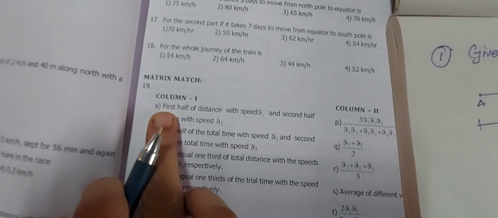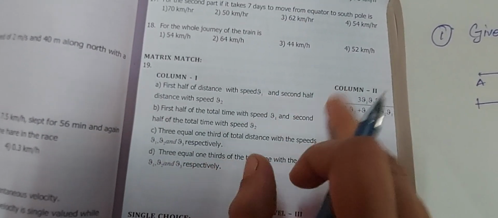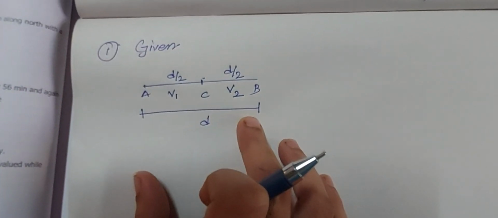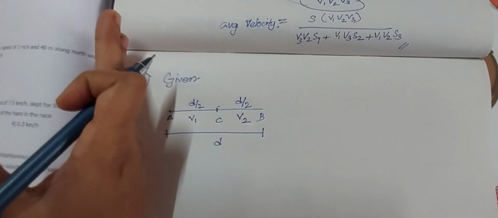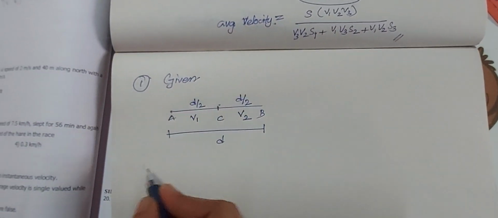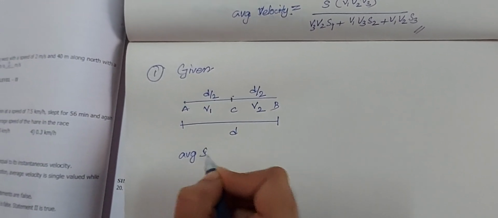So the same thing they asked: the first half distance with V1 and the second half with V2. I have represented it in a diagrammatical form. If you are able to make a diagram, half of the problem is finished. Now, average speed or velocity, whatever it may be.